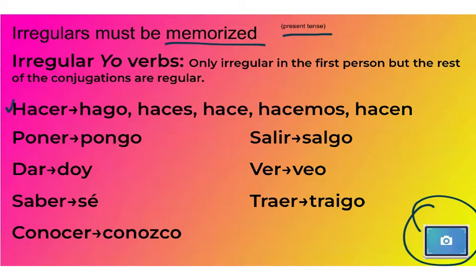Take a look at hacer. It only changes in the yo form to G-O in the ending. The other endings remain the same as we had for regular ER verb endings.